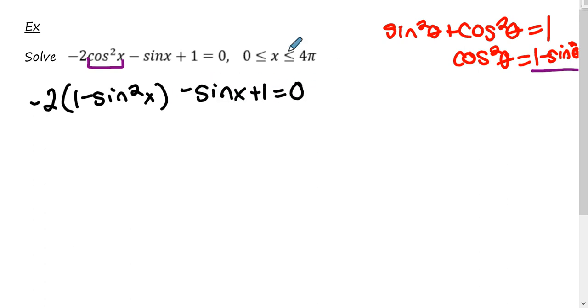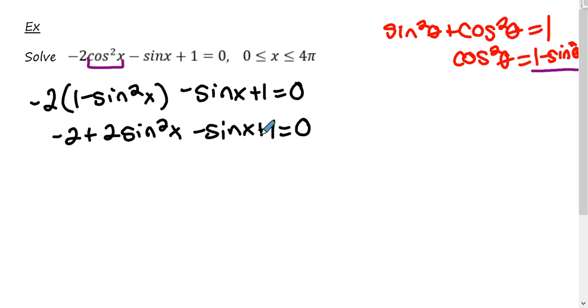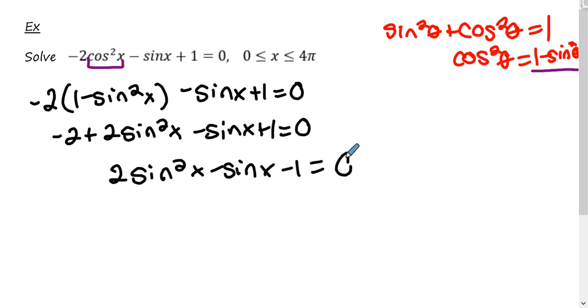And then I gave you this piece here from 0 to 4 pi. So I'm going to have a list of these. Okay, distributing that through, I get -2 plus 2 sine squared x minus sine x plus 1 equals 0, which gives me 2 sine squared x minus the sine of x, and then minus 1 equals 0.